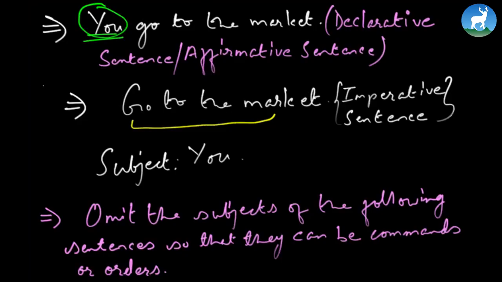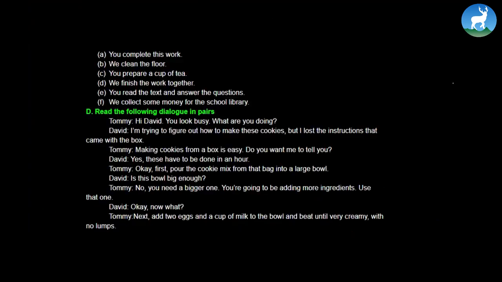Now, let's work on this, okay? All you have to do is remember to omit the subject, meaning what the sentence is talking about, okay? And change it to imperative sentences. So here are the sentences. All you have to do is omit the subject and just make it an imperative sentence.